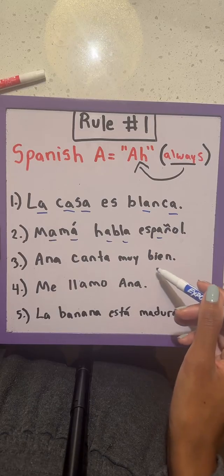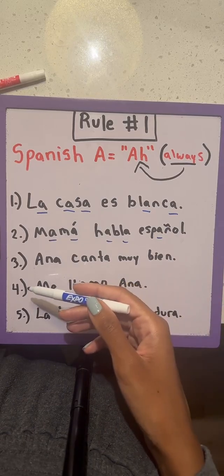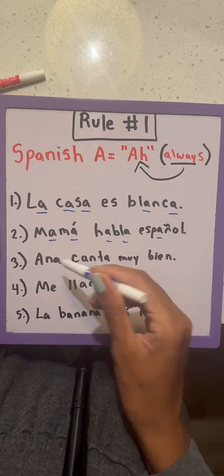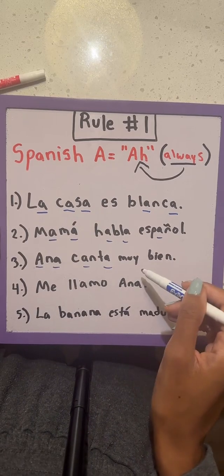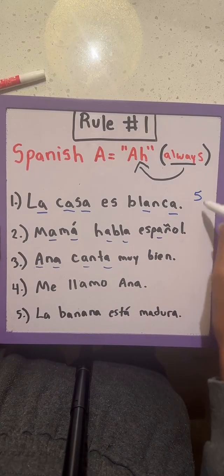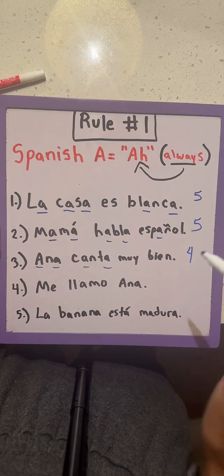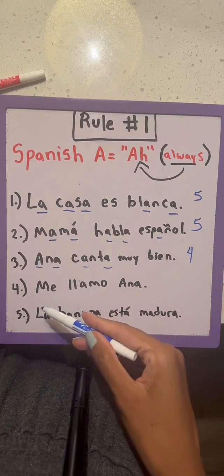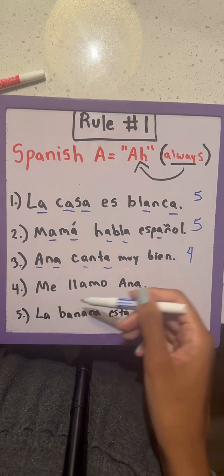Let's look at the third one. Ana canta muy bien. All right. How many "a"s do we see in number 3? See. 1, 2, 3, 4. Good job. And let me write these down. So we have 5, 5, 4. Excelente trabajo, mis estudiantes. Okay. Vamos a hacer número 4. Me llamo Ana. How many "a"s are in number 4? Me llamo Ana.